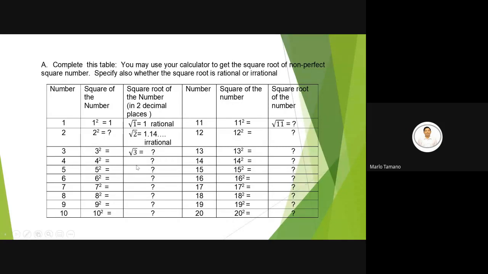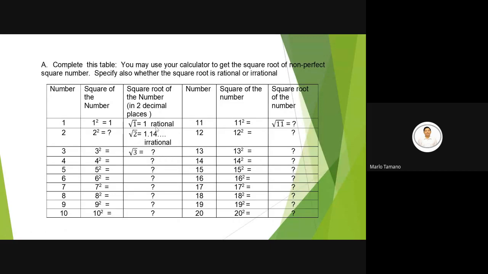Alright, so let us proceed to the third column. Square root of the number in two decimal places. The numbers 1 and 2 are done for you. Okay? So, paano po nakuha yung square root of 1? Because 1 times 1 is still 1. And that 1 is what we call rational. When we say rational, it can be written as a fraction, 1 over 1. Next, number 2. The square root of 2 is 1.14 and so on. Meaning to say this is irrational.